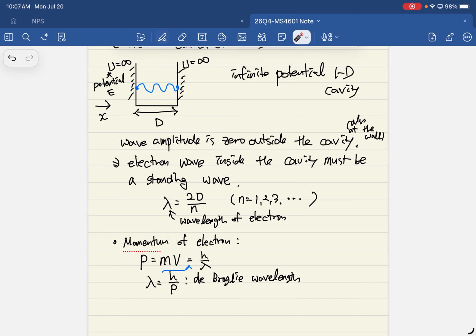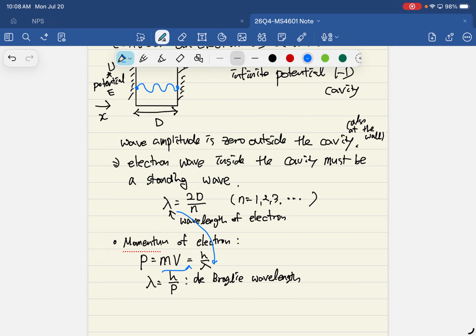So in this case, what is lambda here, the de Broglie wavelength? We have this expression right here, lambda equals 2d over n. Now we are going to plug it in, and it will be expressed as n times h over 2d.